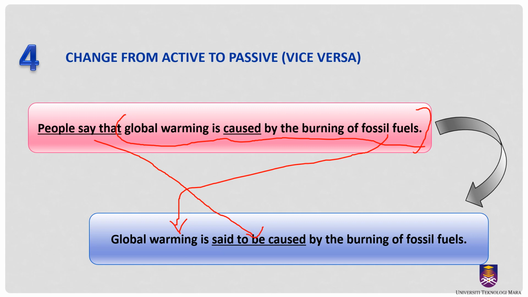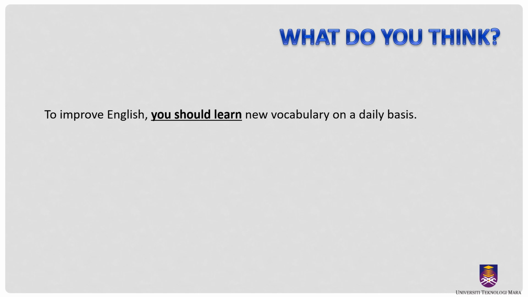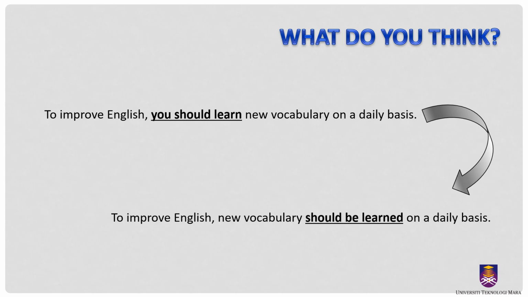So this is what it means by change from active to passive voice. Here is another example of changing the active form to the passive form. In this sentence, "To improve English, you should learn new vocabulary on a daily basis," you change to "To improve English, new vocabulary should be learned on a daily basis." You should notice the only part that has been changed is "you should learn," and then you change to "should be learned."